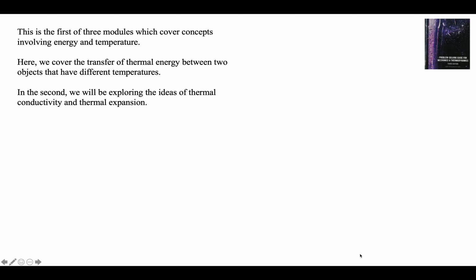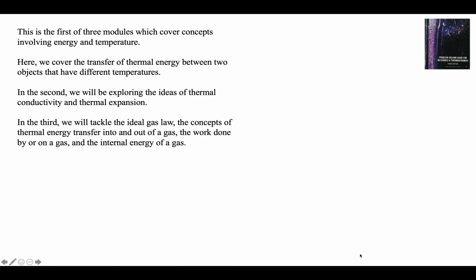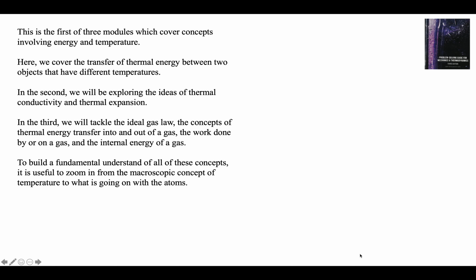In the second module, we'll be exploring thermal conductivity and thermal expansion. In the last module, we're going to tackle the ideal gas law, thermal energy transfer, and the work done by a gas, as well as the internal energy of the gas. It's important to build a fundamental understanding of these concepts.